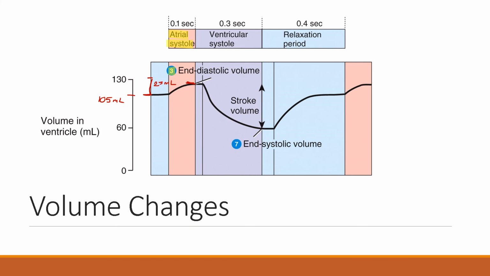Now at the end of atrial systole, this is also going to be the end of ventricular diastole. So this is going to be the end of ventricular relaxation. Each ventricle contains about 130 milliliters of blood at the end of ventricular diastole. Because of that, this blood volume is called end diastolic volume. We also call this EDV.